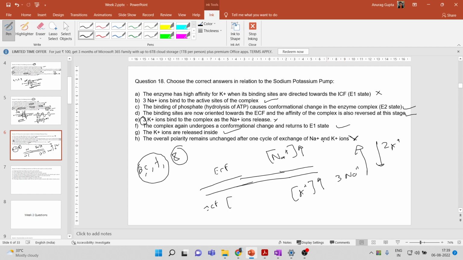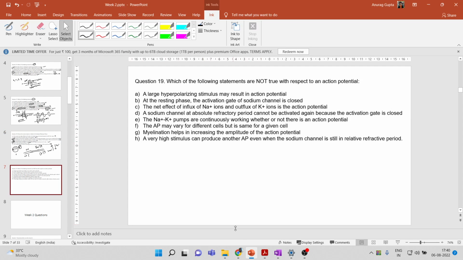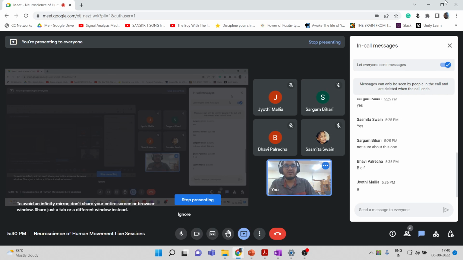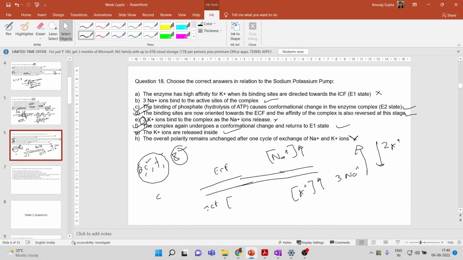So the answer should be C, D, F, and G. Okay, so I think some of you got some of the answers correct. So C is correct, F is correct, G is correct. Okay, so let's go on to the next question. Let me see if there are any questions regarding this. No. Okay, so C, D, F, and G are the correct answers.